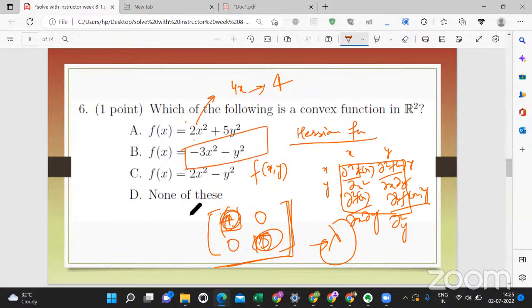So what about this one? You'll get both the eigenvalues as negative, right? Yeah, the second one. And for this case, we'll get one positive, one negative.